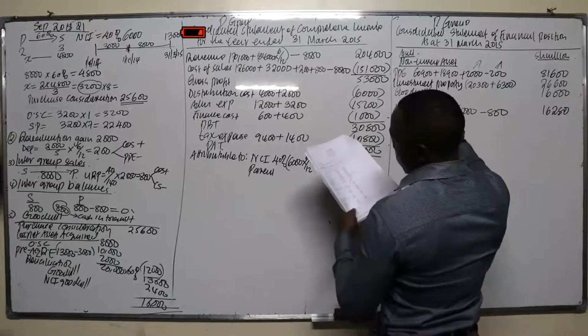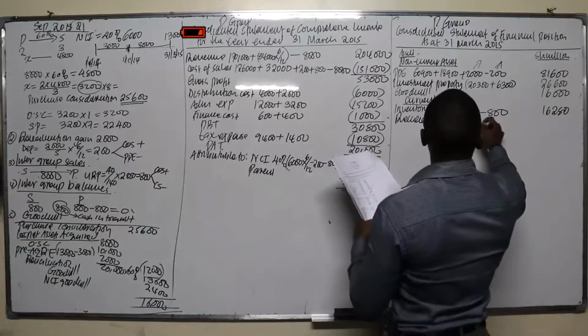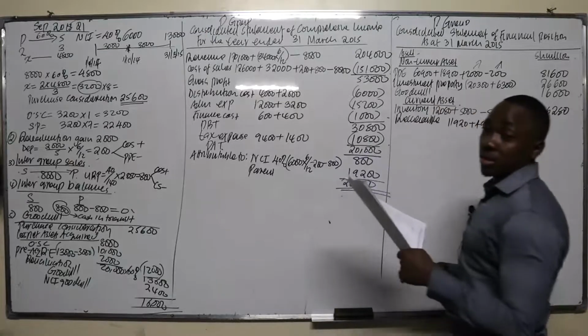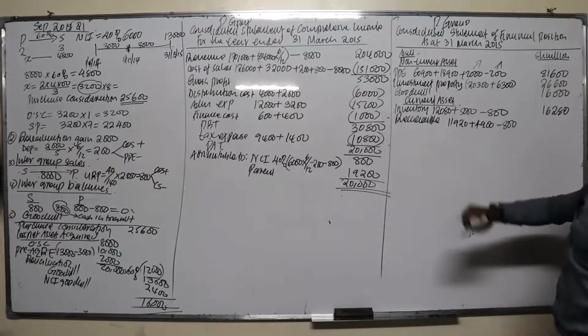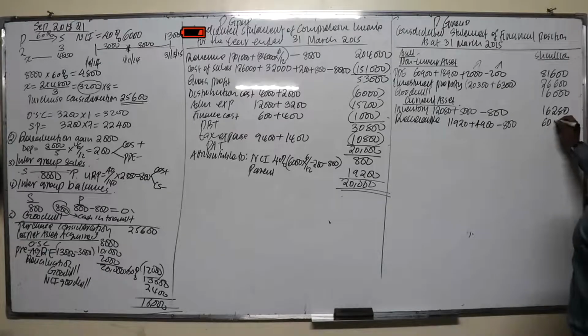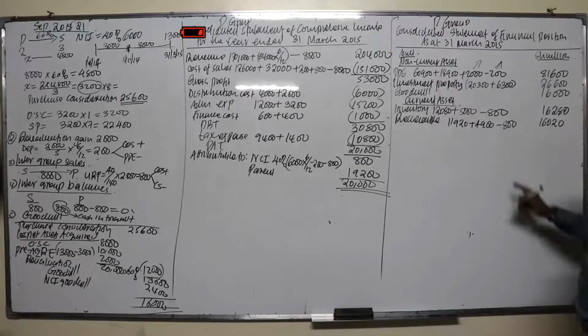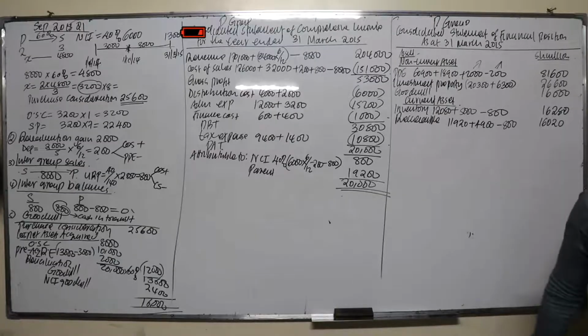Then after inventory, you have receivables. How much do you have for receivables? 11,920. You add 4,900. You eliminate 800. Give me that. 11,920 plus 4,900 minus 800. What is this 800? It's not cash in transit. These are intergroup balances. Are you together?